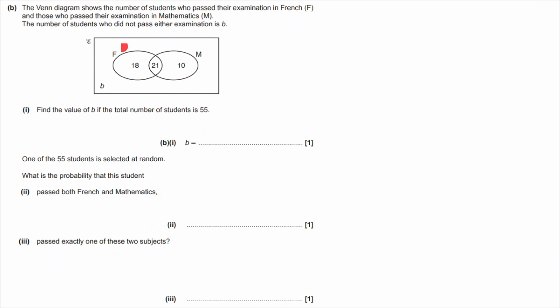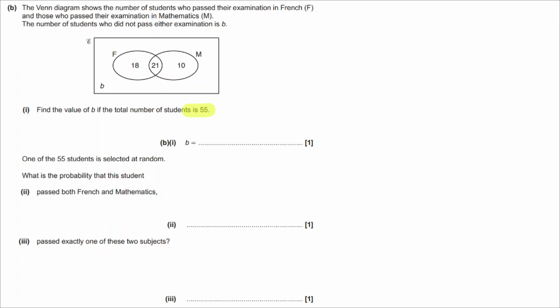Part B. The Venn diagram shows the number of students who passed their examinations in French, F, and those who passed their examination in Maths, M. The number of students who did not pass is given by B. Find the value of B if the total number of students is 55. So you know that this, add this, add this, add the B will give you 55.